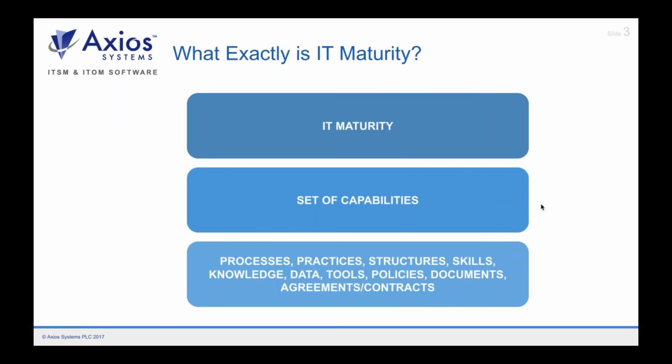Now, to begin, what exactly is IT maturity? IT maturity is defined by the collective set of IT capabilities an organization has. It's about what the IT department can do for the business. These capabilities are enabled by processes, practices, structures, skills, knowledge, data, tools, policies, documents, and other entities and assets.